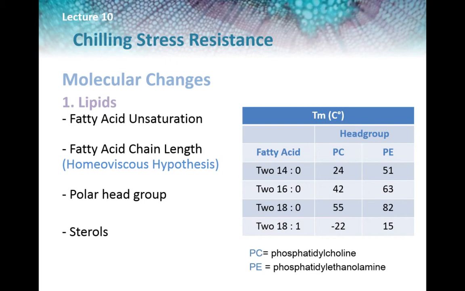This acclimation change has been observed in several plants such as Arabidopsis, although some chilling-resistant plants show no change in the level of unsaturation of their membrane lipids when exposed to chilling temperatures.